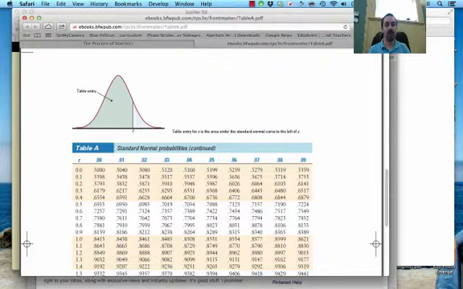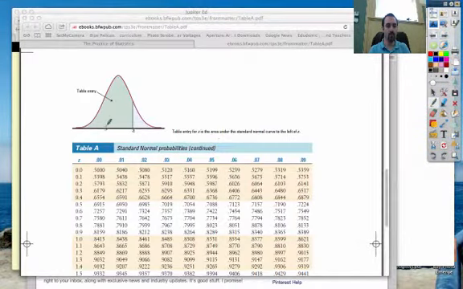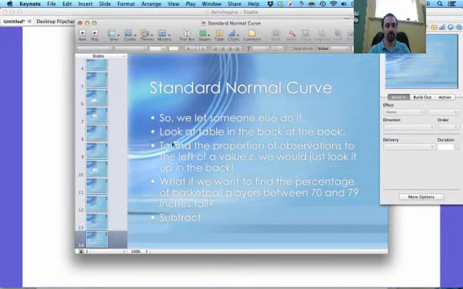If I want to find the area between two values, between there and there, I need to find the area to the left of this and the area to the left of this and subtract the two in order to find the area in between. Okay, so that's pretty important stuff.